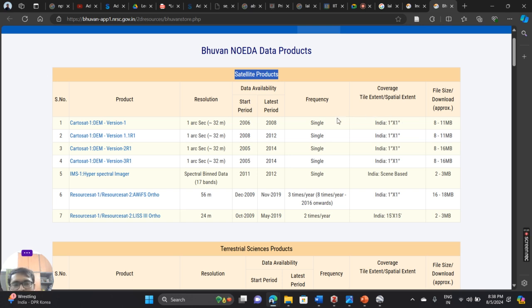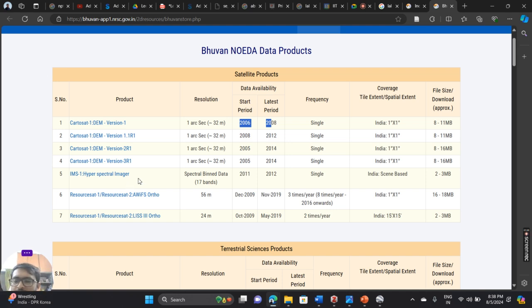And frequency, it means that you will get only a single image. So they have created this data from 2006 to 2018. This particular version is after post-processing of the data which they collected through satellite, and they have released this data during this particular year.